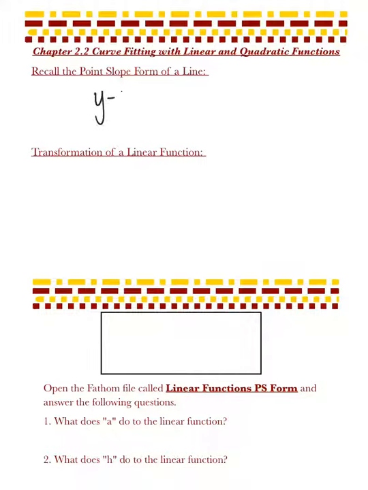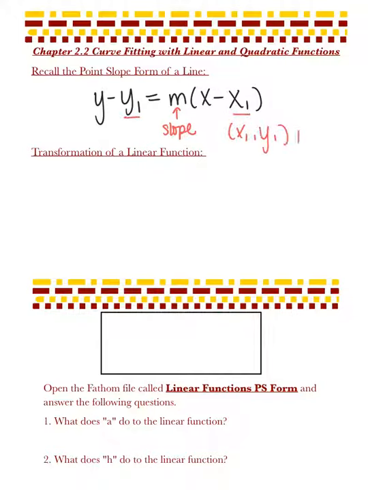We have y minus y sub 1 equals m times x minus x sub 1. Remember that m was the slope of your line, and then this x sub 1, y sub 1 was just a point that was on the line.